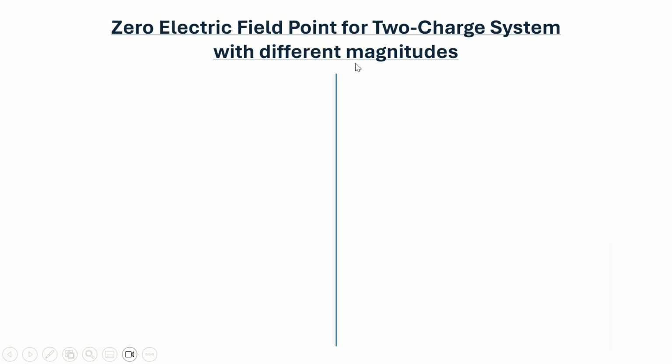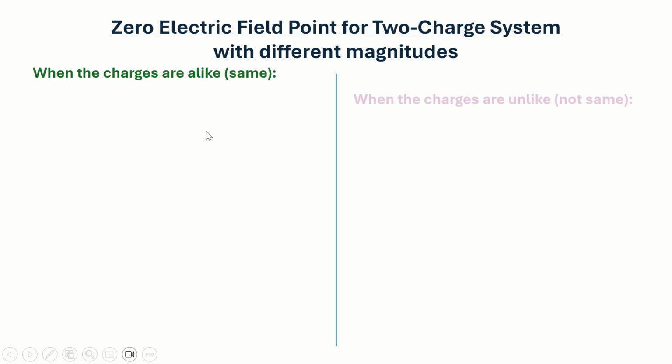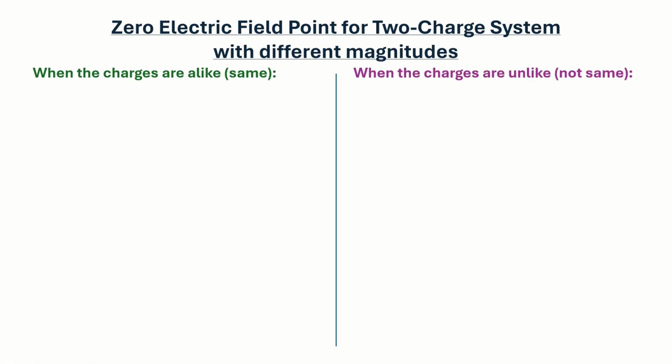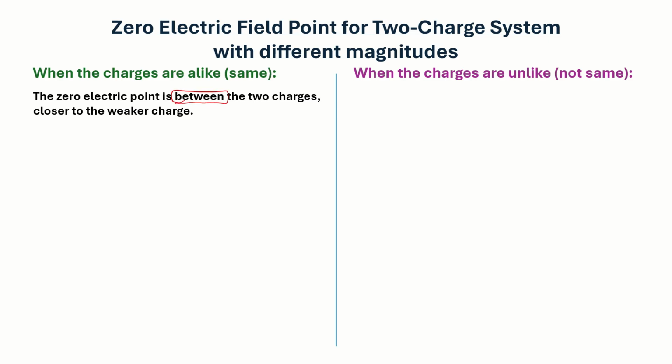Zero electric field point for two charge system. The two charges are having different magnitudes. When the charges are alike, we will study where is the zero electric field point, and when the charges are unlike, where is the zero electric field point. When the charges are alike, the zero electric field point is present between the two charges and closer to the weaker charge.